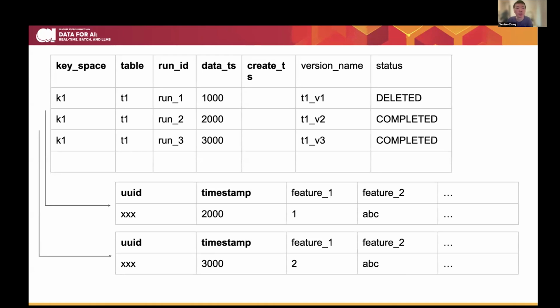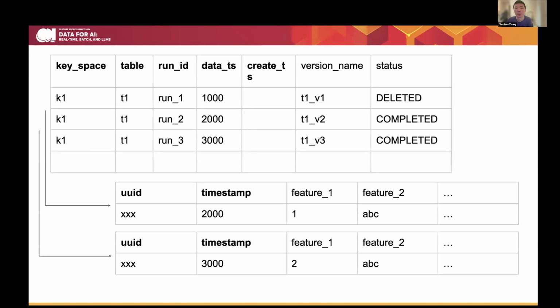Then for each injection run, it will have a created timestamp. That is when the injection starts. All of them will be the key for the metadata table. Then for each row, we'll have a version name for each of the data injection. They will create a different version table, and the name will be recorded here.